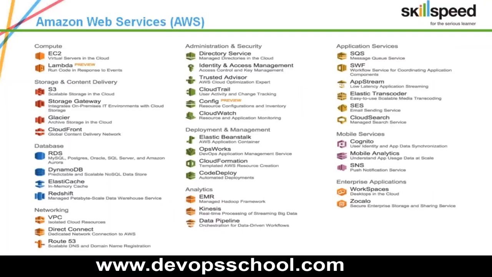Now if you look at the screen, this is the page you will get after logging into AWS. Once you are logged in, you will see something like this. You have a section for compute, another for storage, a third called database, then networking, administration and security, deployment management, analytics for big data and related things, and application services. As I said, AWS not only provides platform as a service, but application as a service, software as a service, mobile services, and enterprise as well.